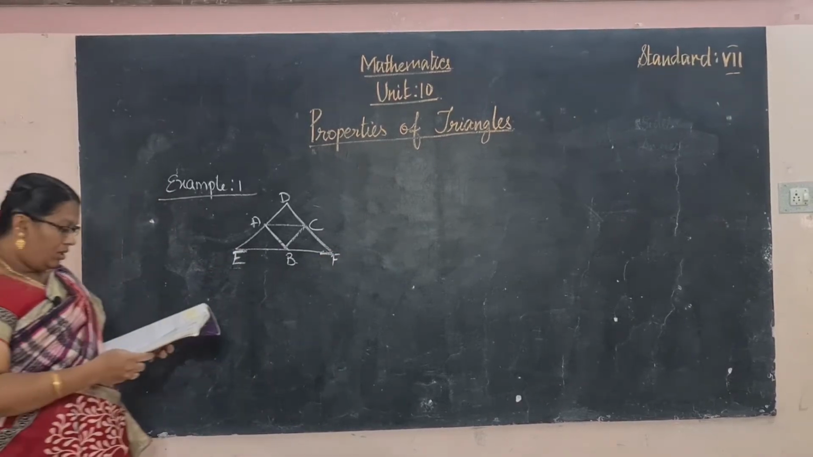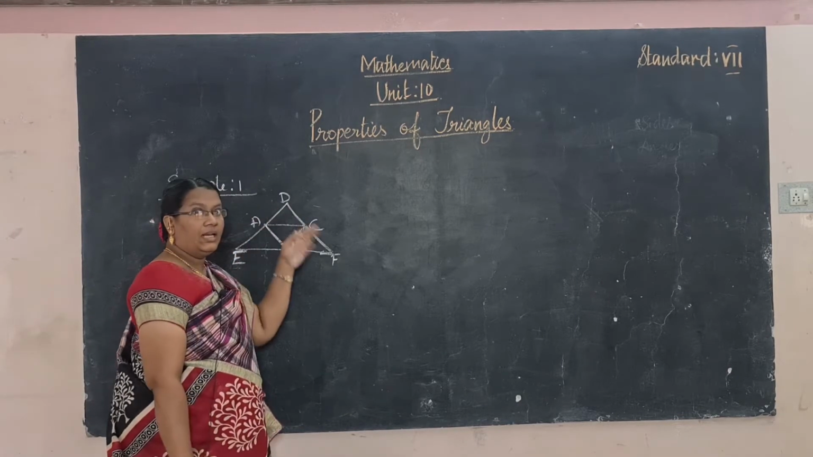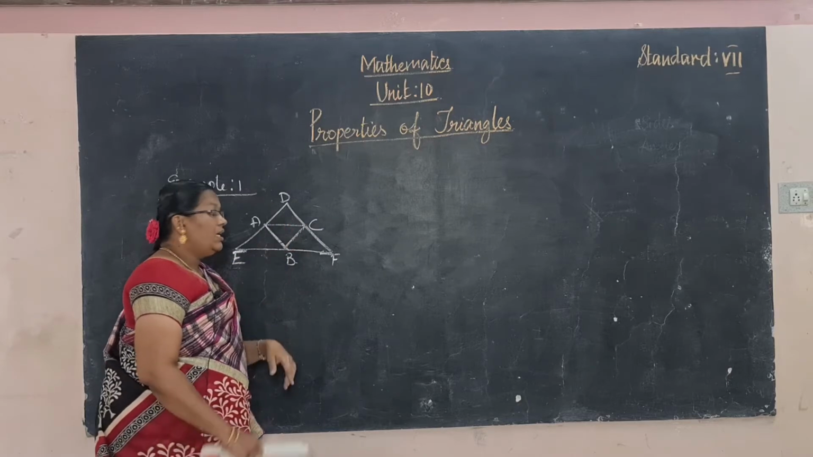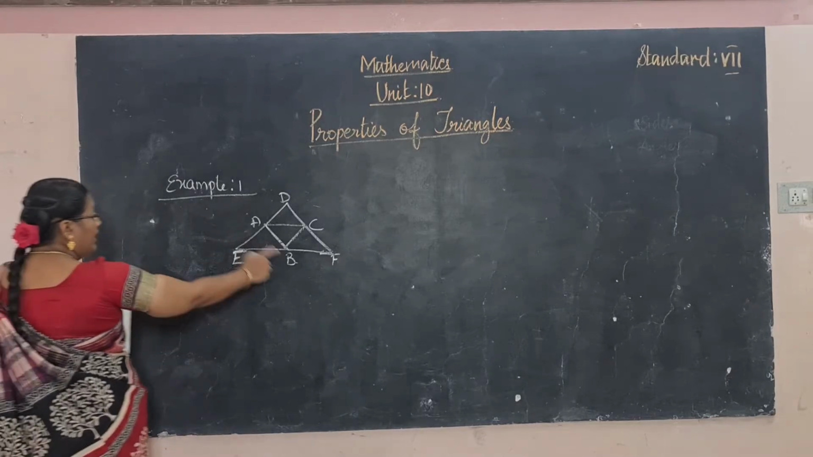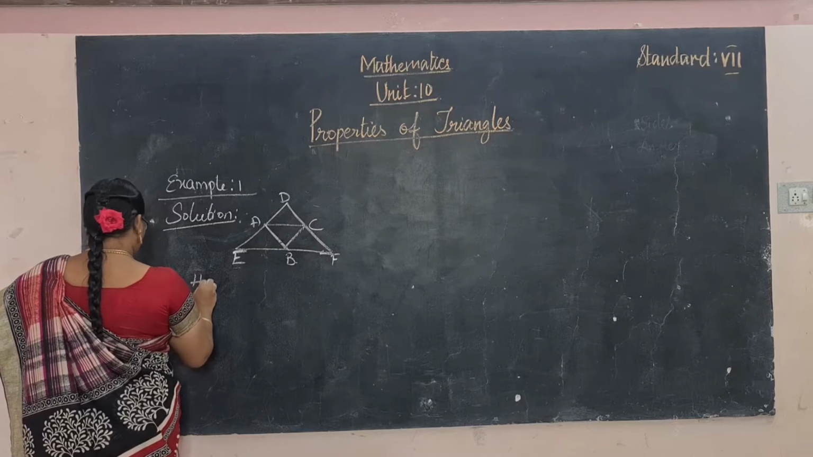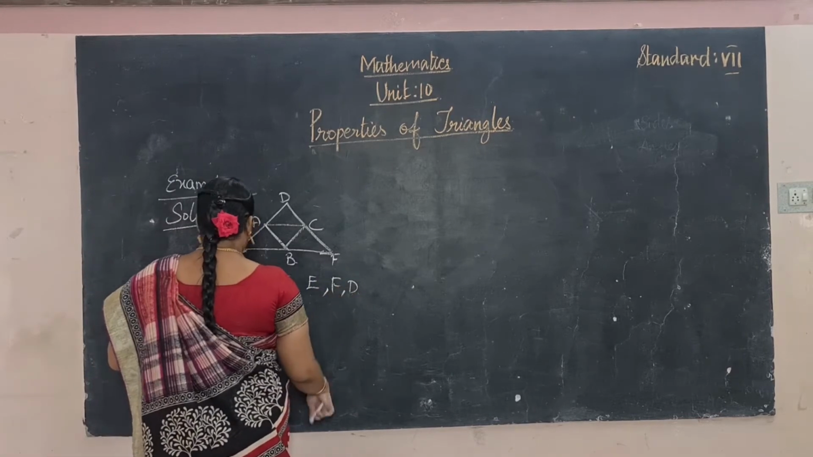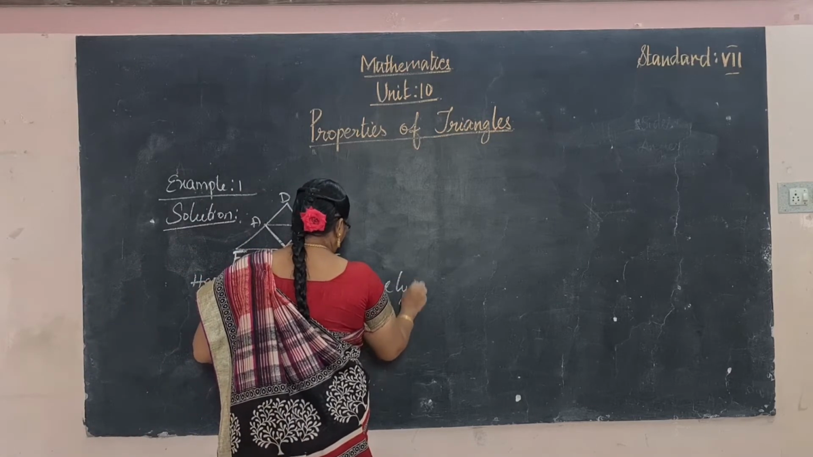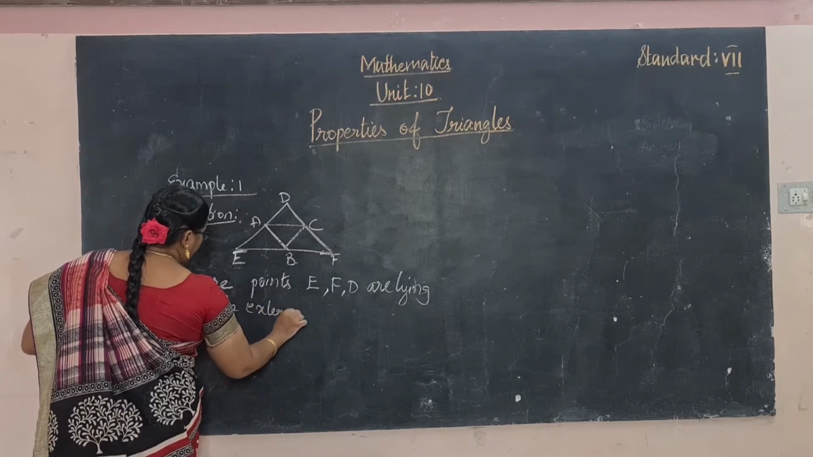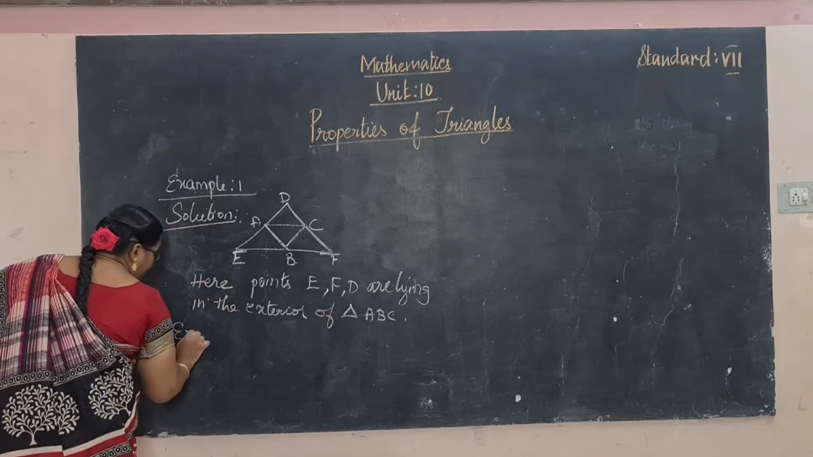They are asking for the points lying in the exterior of triangle ABC. The points outside the triangle are E, F, D. Solution: the points E, F, D lie in the exterior of the triangle ABC. That's it.